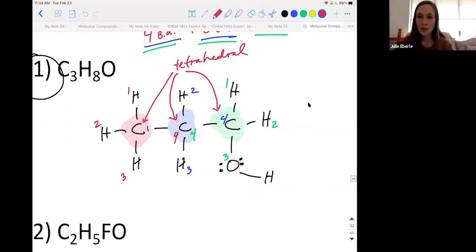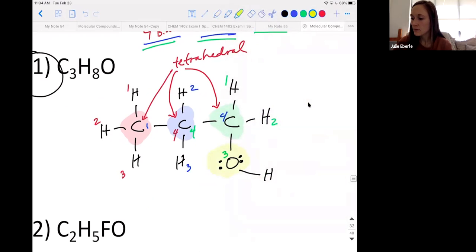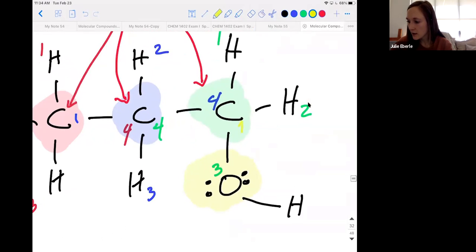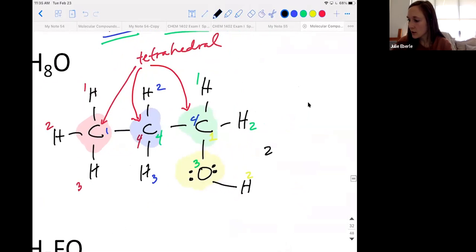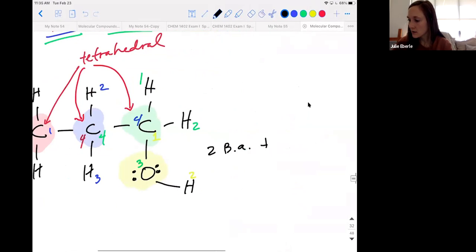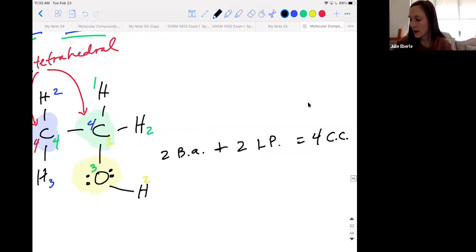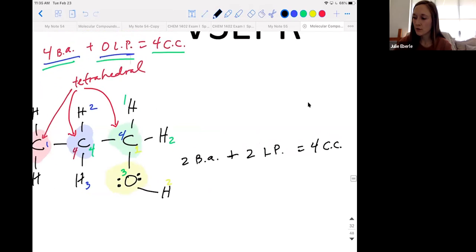And then we've got to name the oxygen. So we'll just highlight the oxygen in yellow. Let's count the bonded atoms. I don't know if you're going to see yellow very well, but no, you can't see it at all. 1, 2. 2 bonded atoms. How many lone pairs? 2. So I'm going to do this in black because I just can't see the yellow. 2 bonded atoms plus 2 lone pairs. That adds up to 4 charge clouds. 2 bonded atoms, 2 lone pairs, 4 charge clouds.